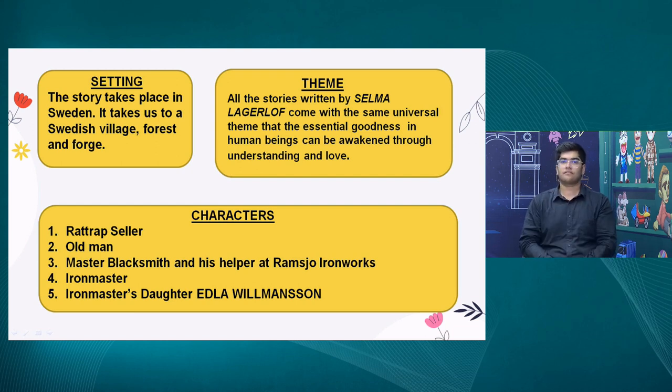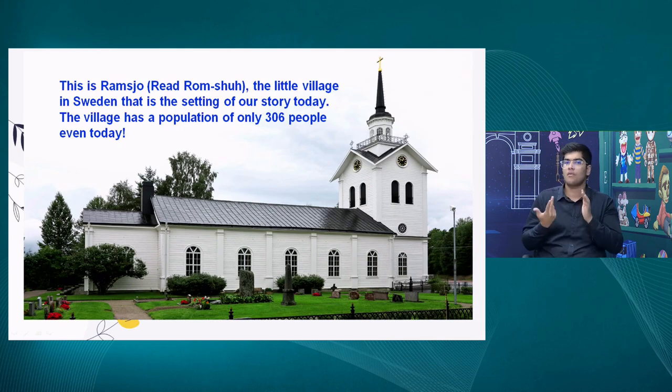So now we will discuss the storyline, what it is about. The plot, what we could call it. A story essentially, you can divide into different categories: setting, theme, characters and plot. So the plot of the story is that, before this plot, I would like to show this picture also. This is Ramsjo.